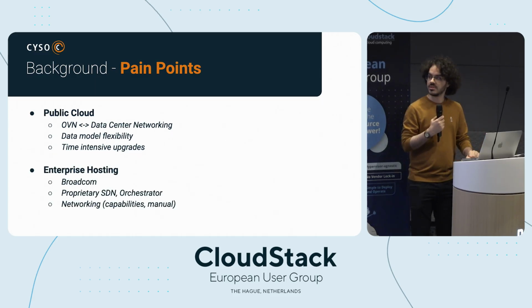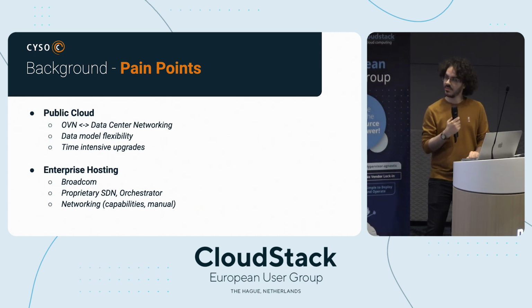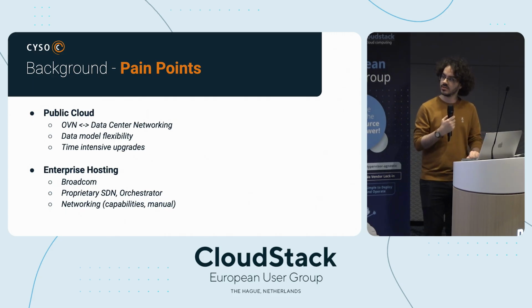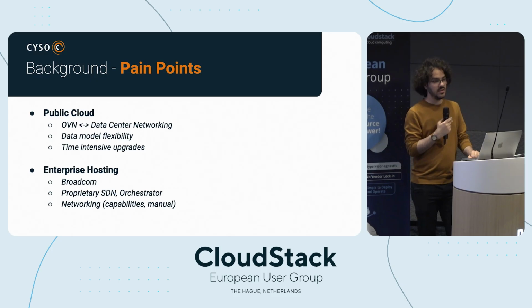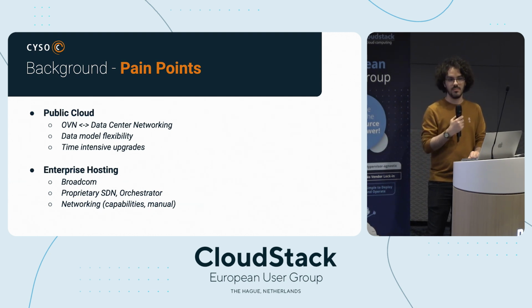Then for our enterprise hosting, well, I think everyone's aware of this one. One pain point is Broadcom. The other pain point is the proprietary SDN, so VMware NSX, and of course also just the proprietary nature of the orchestrator, so vCenter and the layer above it, vCloud Director. And in our current setup, the networking capabilities are manual. It's not SDN driven, so it costs quite a lot of engineering work to create our customers' networks that land in that environment and to do the lifecycle management for them.